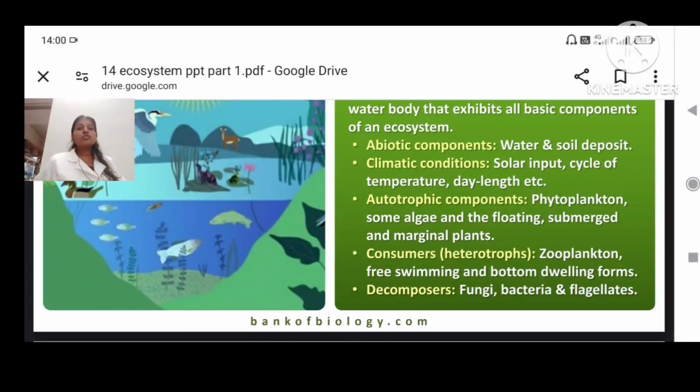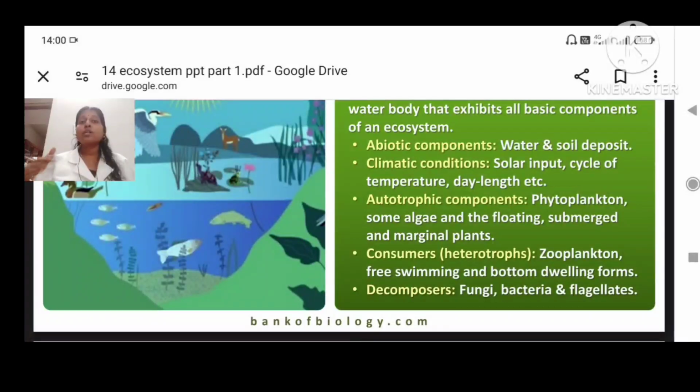So in a pond ecosystem you can find a life which is sustaining themselves, and there is interaction between biotic and abiotic, because without sunlight food is not possible, without water food is not possible, without chlorophyll you cannot have food, and without proper temperature also making of food is a problem, isn't it?